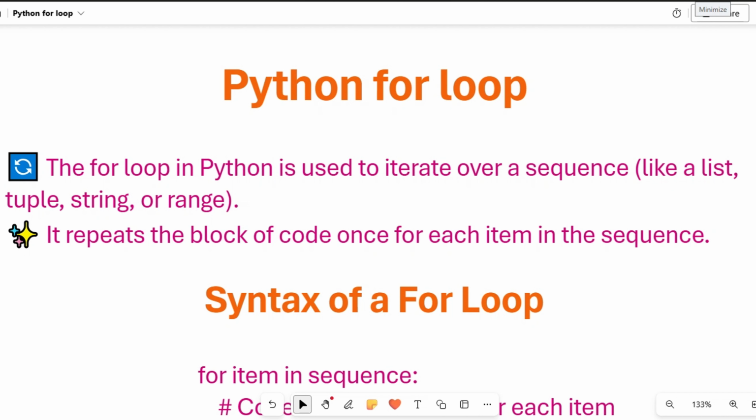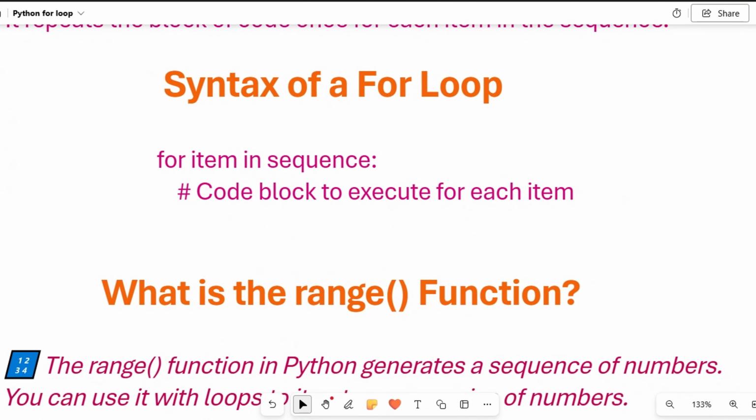So the for loop executes a particular block, and there will be some conditions we can use in the list, tuple, string or range. We can find the index number or a particular element in the list or tuple.